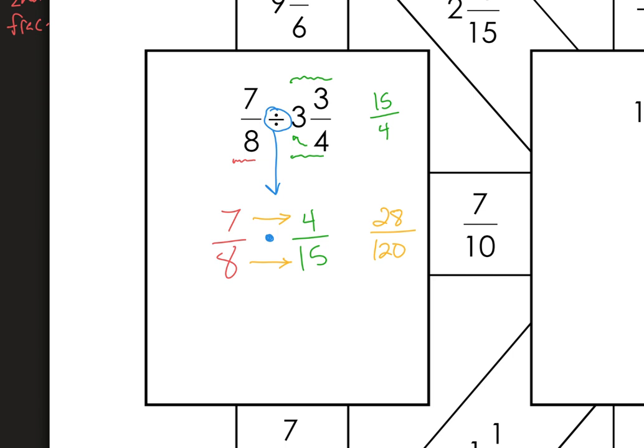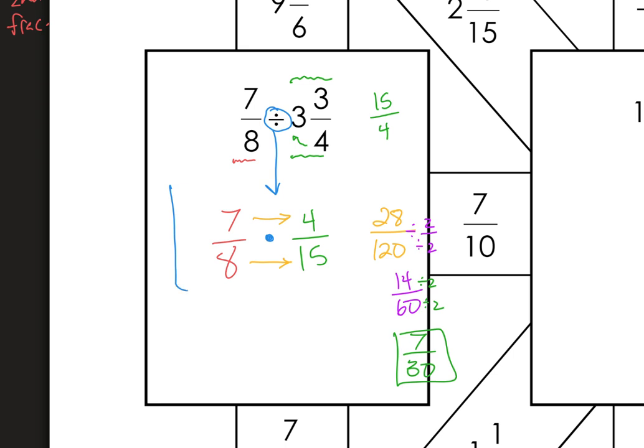So you could do that, and then you could divide by 2. Divide by 2, and you get 14/60. But guess what? You would have to divide that by 2. Divide that by 2, and you get 7/30. So 7 over 30 is the answer.